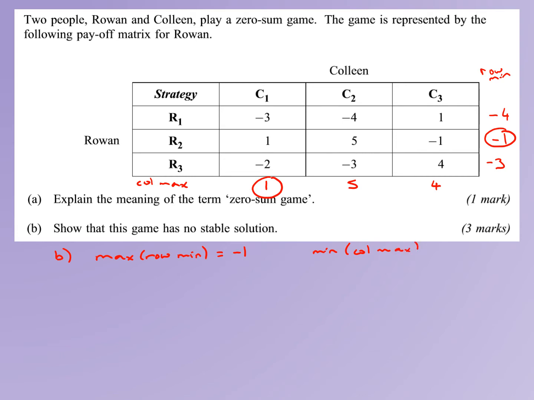We need to state both of these things to start with, and we then need to state that these two values are not equal. So max row min does not equal min col max. This explanation is necessary in order to get the explanation marks. Therefore, there is no stable solution to this game. Remember that a stable solution means that there is no incentive for either player to play a strategy other than playing safe.